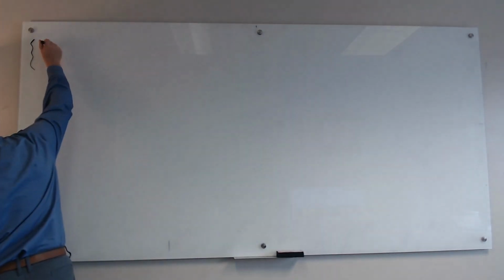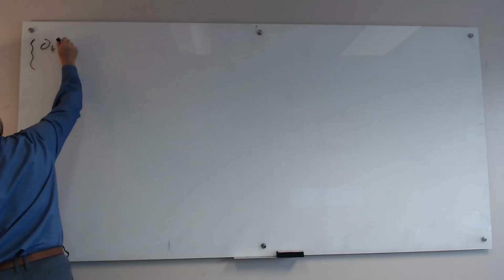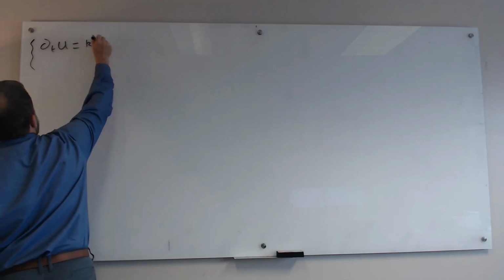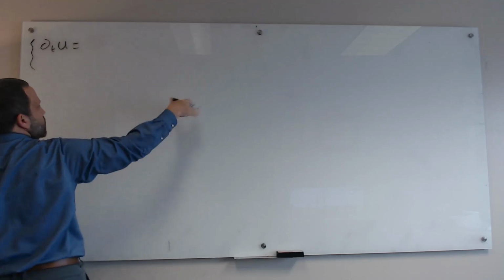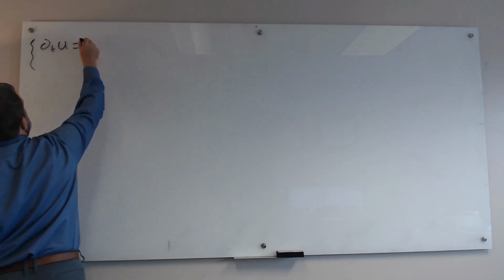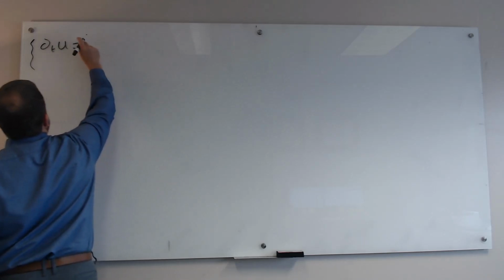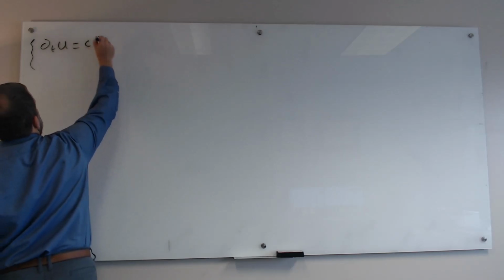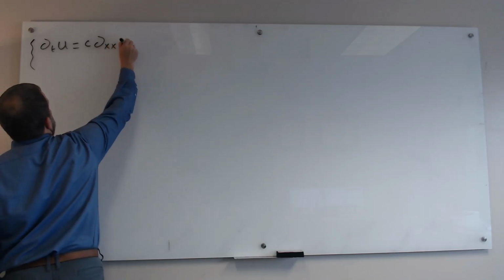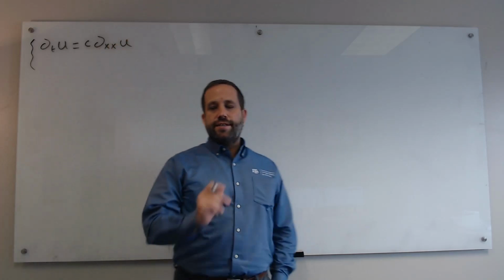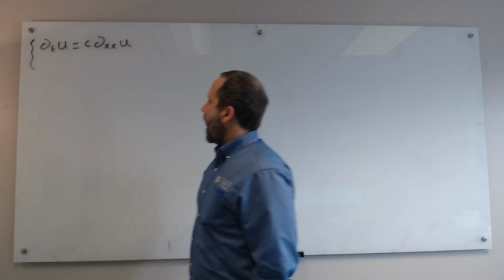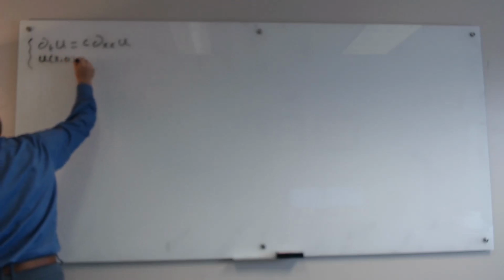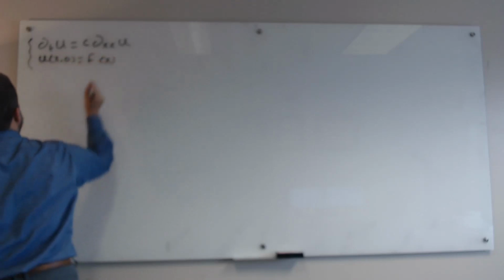So we're going to have the t derivative of u is going to be equal to little k. Actually, I'm not going to use k there because I'm going to use k for the eigenfunctions. I'm going to use c times the double x derivative of u. Okay, sorry about that. And then we're going to have an initial condition, u of x, 0 is equal to f of x.